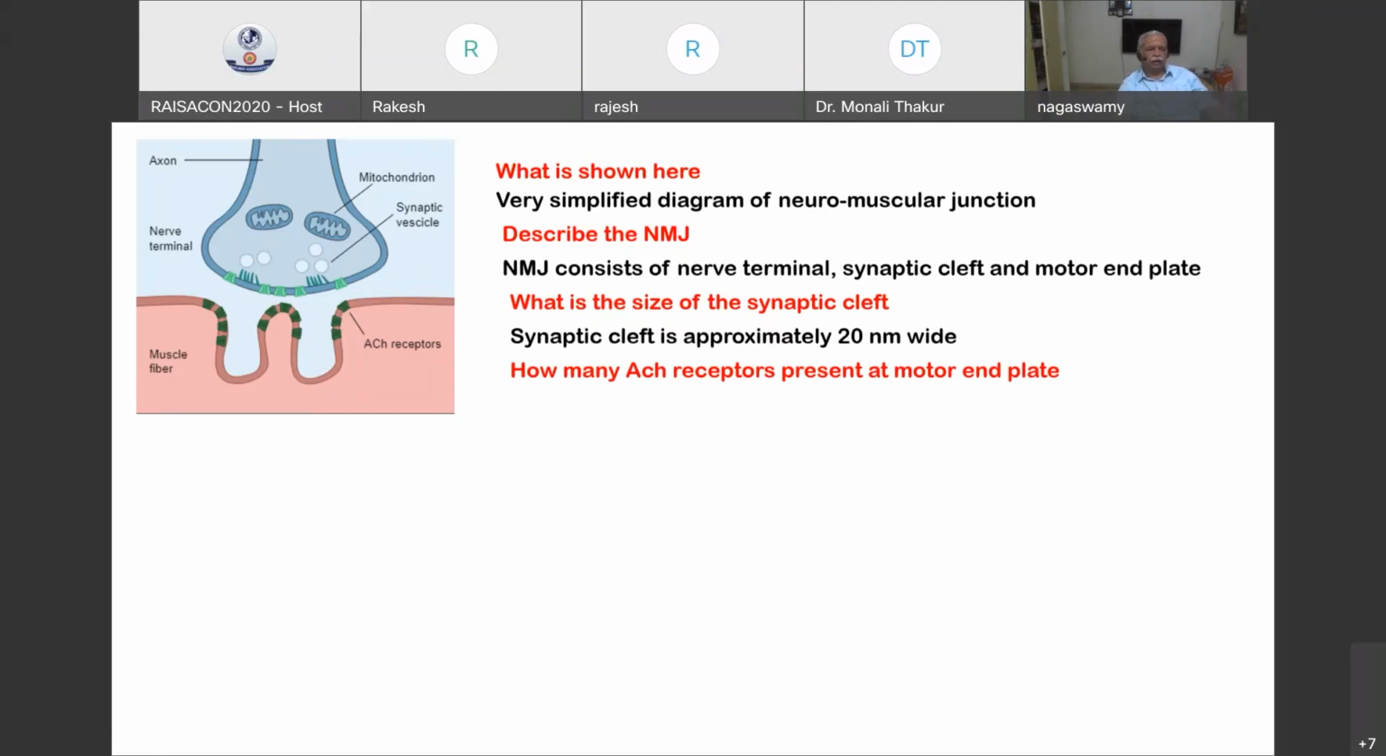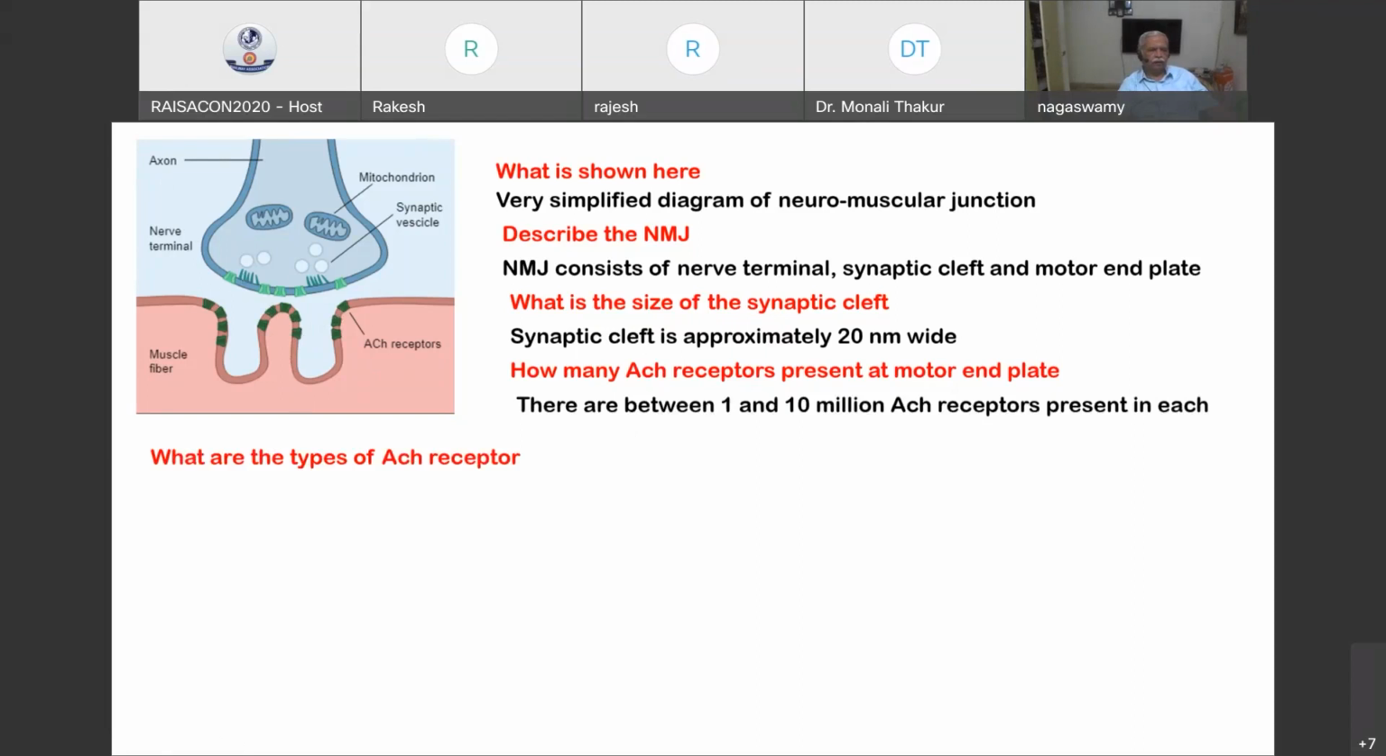So how many acetylcholine receptors are present at the motor end plate? These are all the acetylcholine receptors, these green things that you are seeing. How many are there in numbers? Any guess? In millions. They are in millions, of course. Between 1 to 10 million receptors are there.